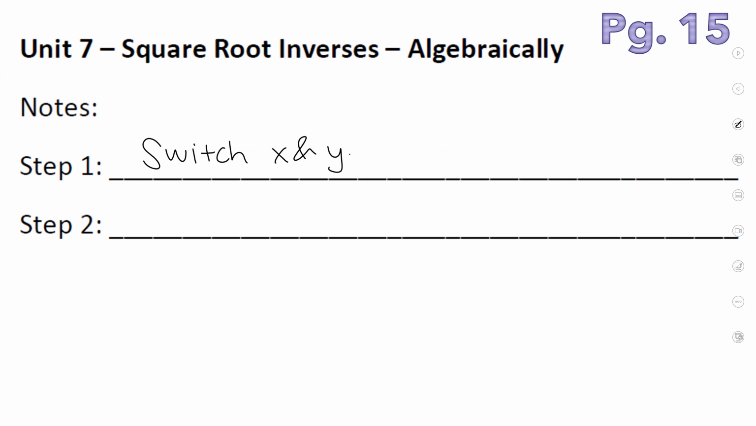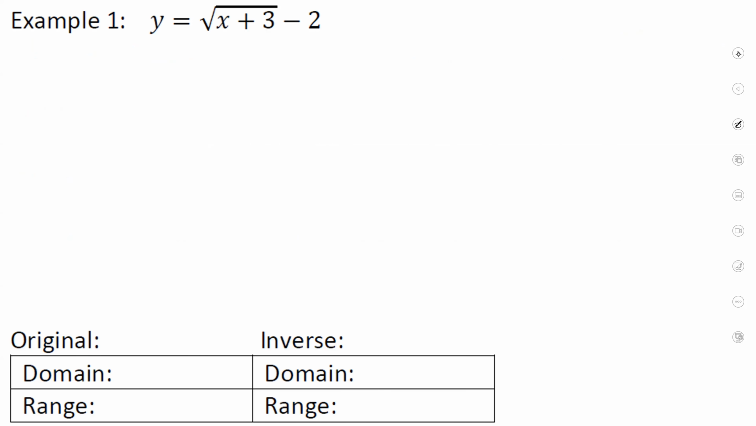So guys, let's move to an example and do the first step. This is the first example. We're going to switch x and y. So instead of writing a y equals, we're going to put an x equals. I'm going to put the y right here. I wrote the exact same problem, but all I did was switch x and y. That's always step one. Whenever you're doing inverses, this is what you do.